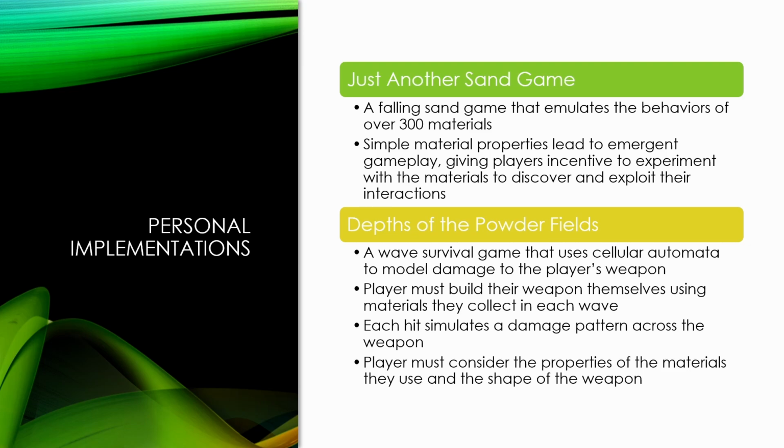Players have to consider the properties of the materials they use and the shape of the weapon because it affects the end damage. Using heavy materials will make the weapon swing slower and harder. Using sharp materials like metals versus soft materials like bones will also make the weapon do more damage. And if you use a serrated pattern versus a flat pattern, it'll do serrated damage versus sharp damage.